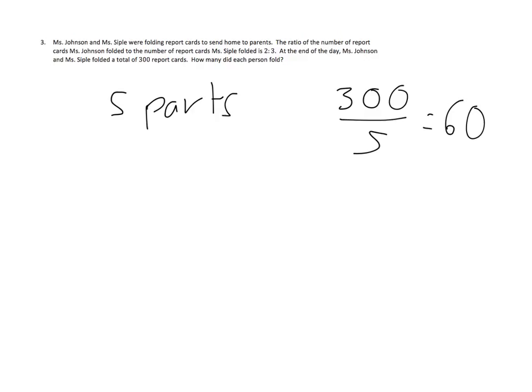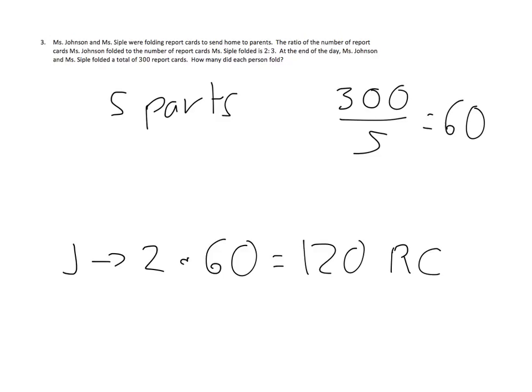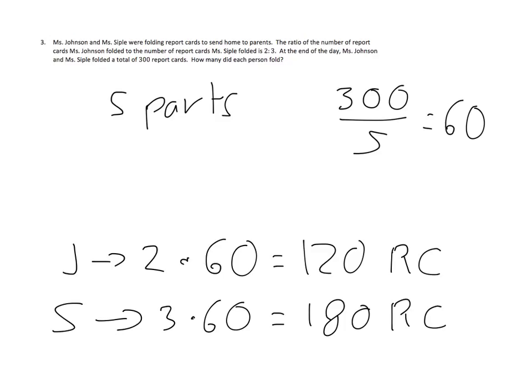We'll start with Ms. Johnson, which we'll represent with the J. She had 2 parts times the 60 of each part's total, and 2 times 60 is going to give us 120 report cards. Then we have Ms. Sipple, which we'll represent with an S. She had 3 parts, so we'll do 3 times 60 because 60 is the total for each part we found. 3 times 60 is going to equal 180, which will be 180 report cards.